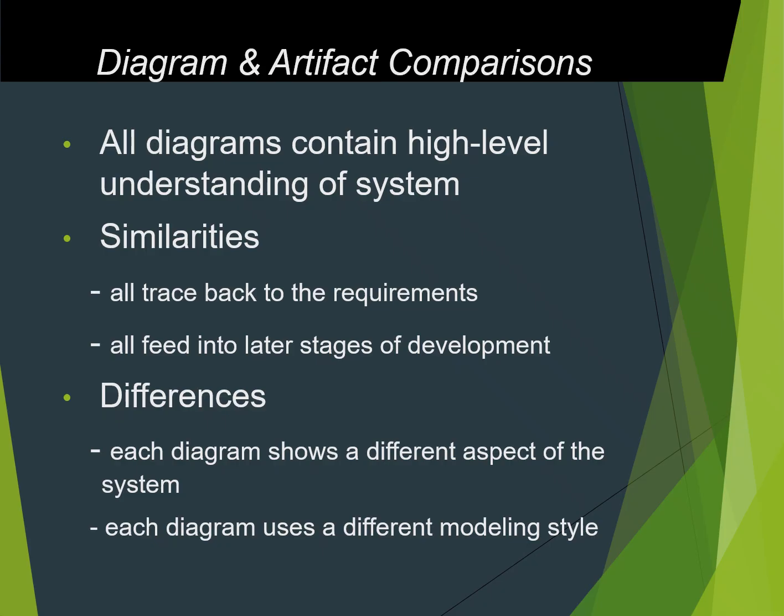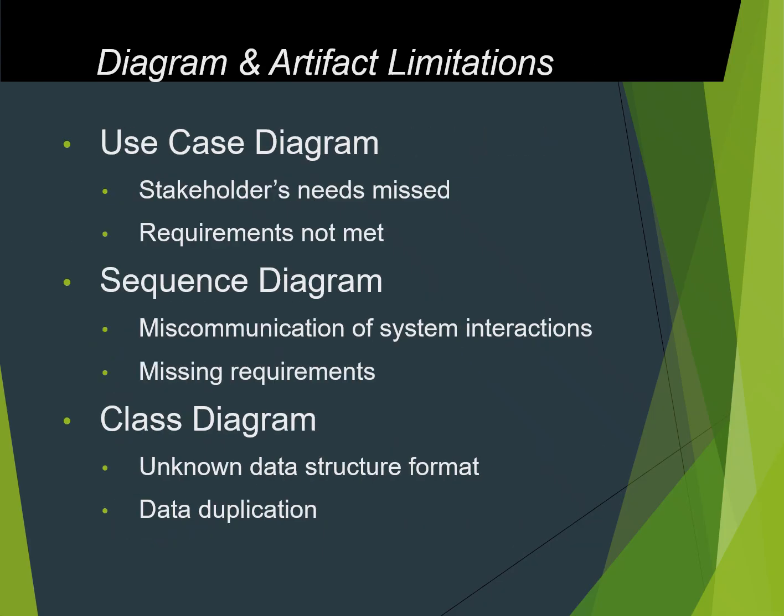All of the diagrams contain a high-level understanding of the system. All diagrams trace back to previous requirements, and all diagrams feed into later stages of development. Some big differences are that each diagram shows a different aspect of the system, and each diagram uses a different modeling style. Every UML model has their own impact on the overall SDLC, meaning that if one were removed or incomplete, complications arise. We will look at a small scope of 3 examples to prove this case.